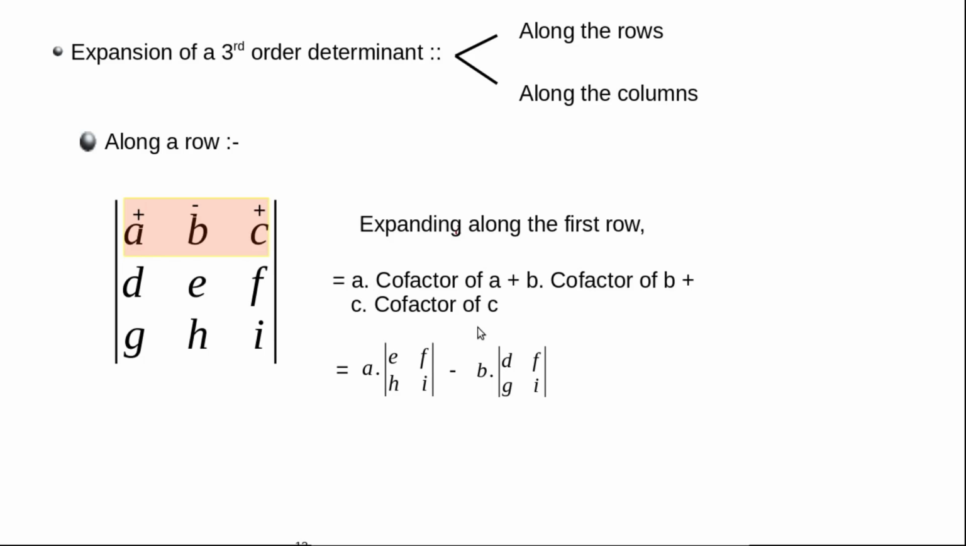Minor of b means suppress the row and the column containing b, you will get D, F, G, I. Then c and the cofactor of c. Since c has the position sign plus, this will be plus, and suppressing the row and the column containing c will give D, E, G, H. So c into D, E, G, H. Now if we expand every second order determinant, we will get a into EI minus HF minus b into DI minus GF plus c into DH minus EG.